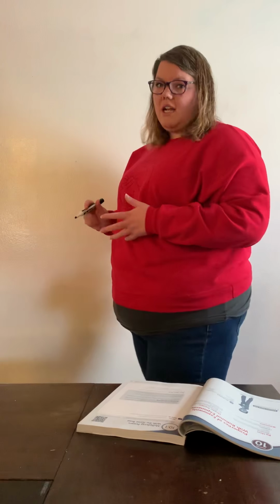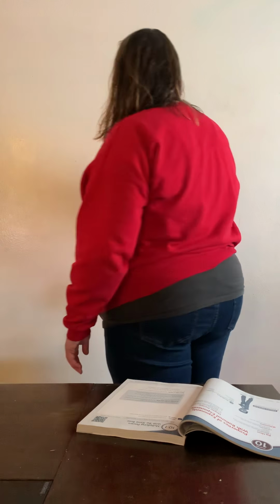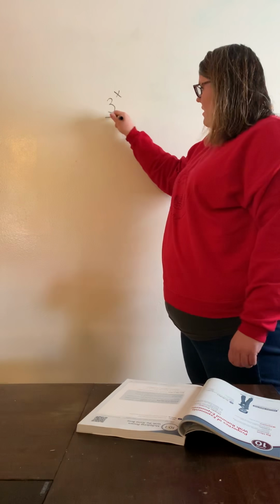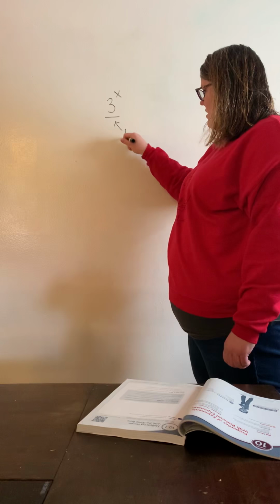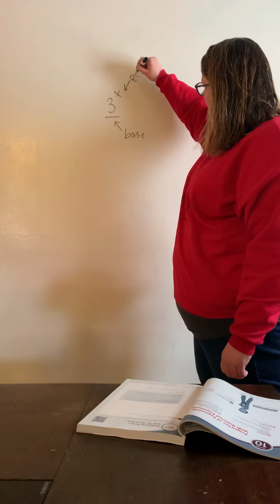So when we're looking at an exponent, we're gonna have a number and our exponent. This is considered our base. This is considered our exponent.